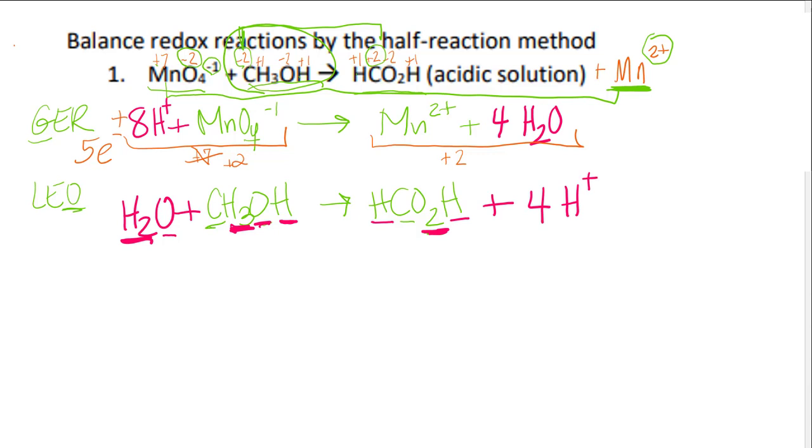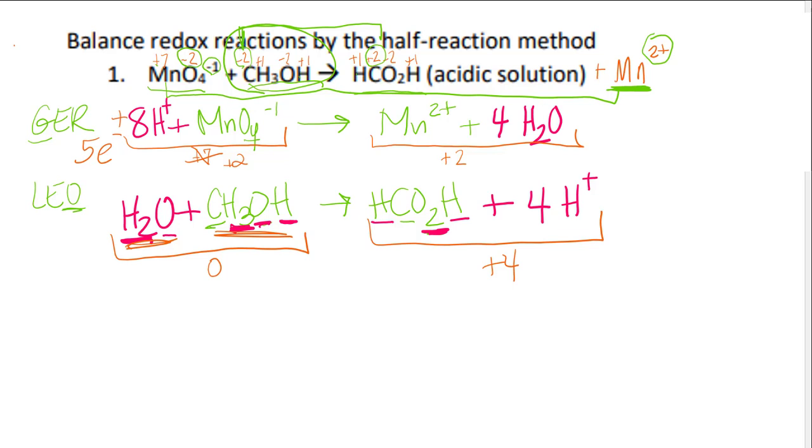Now let's look at our overall charge. I'll change my color to match the one from up above. I have no net charge on the left, right? My water is neutral and my CH3OH is neutral. On the right side, I have +4. Okay, I need both of these to be equal to one another.